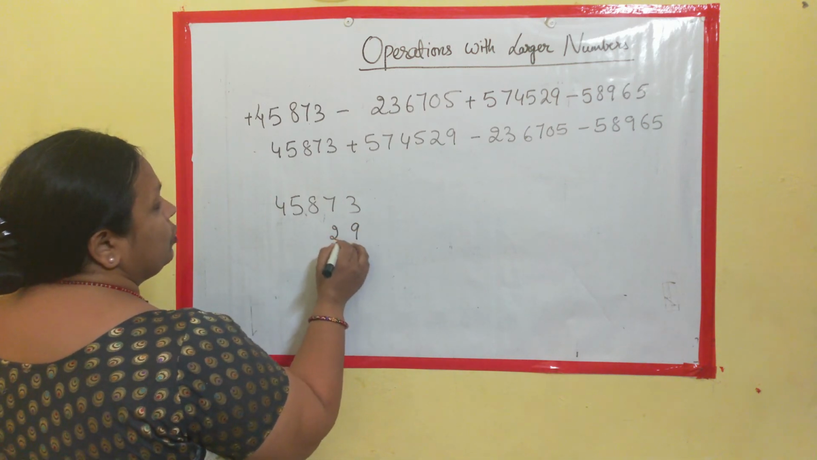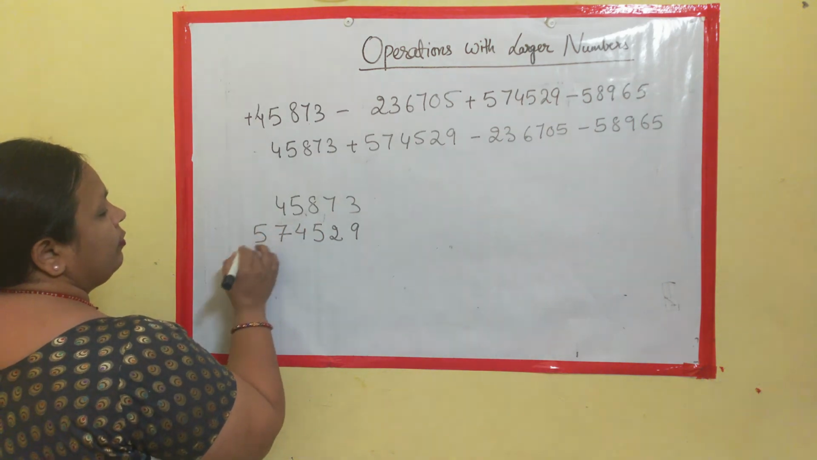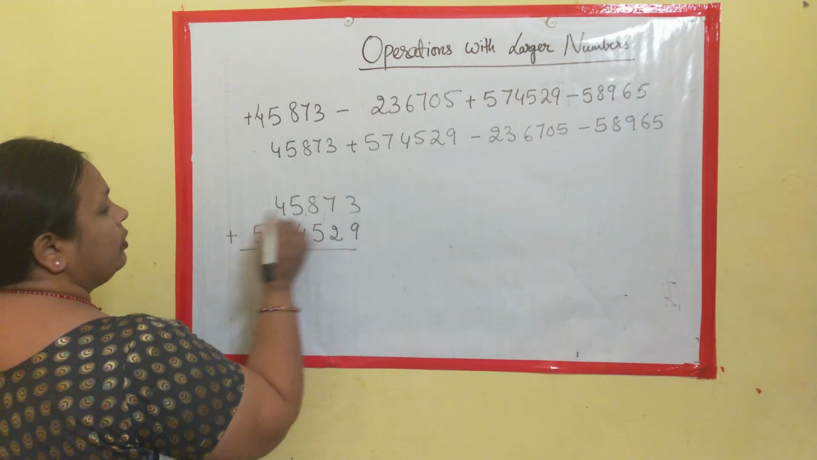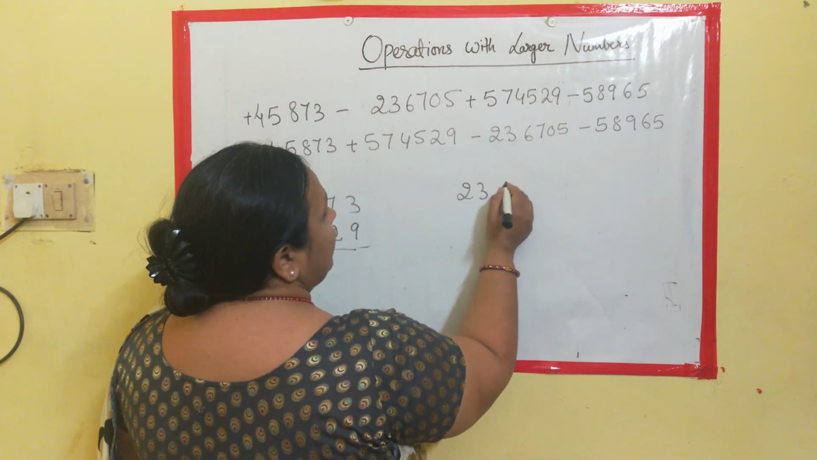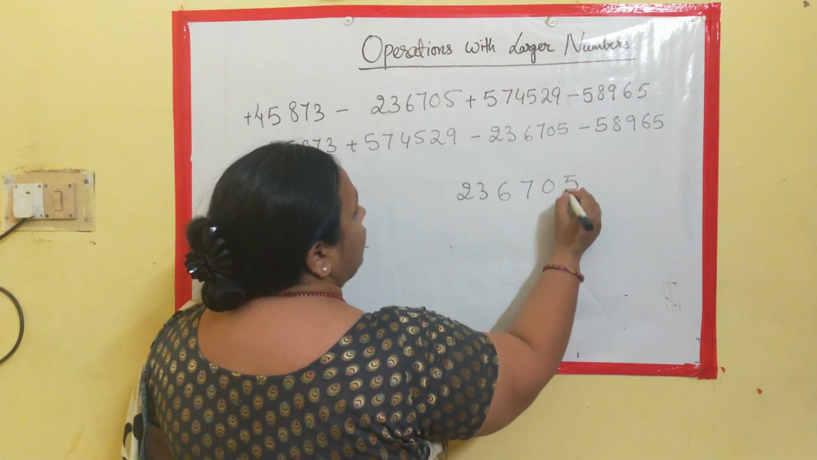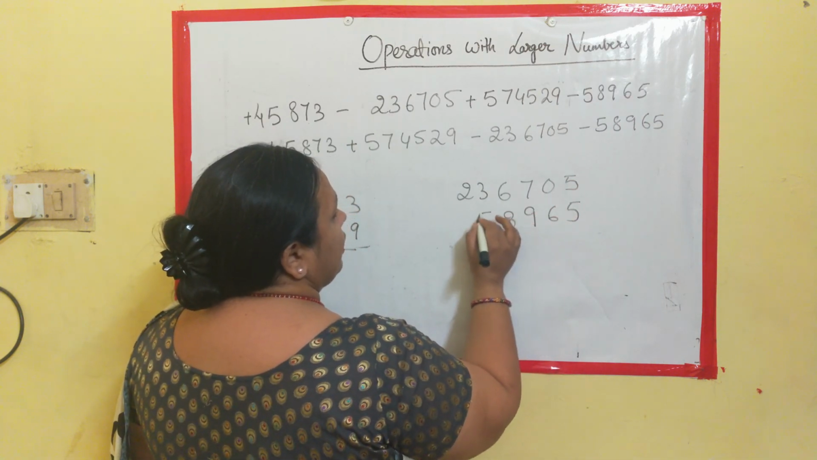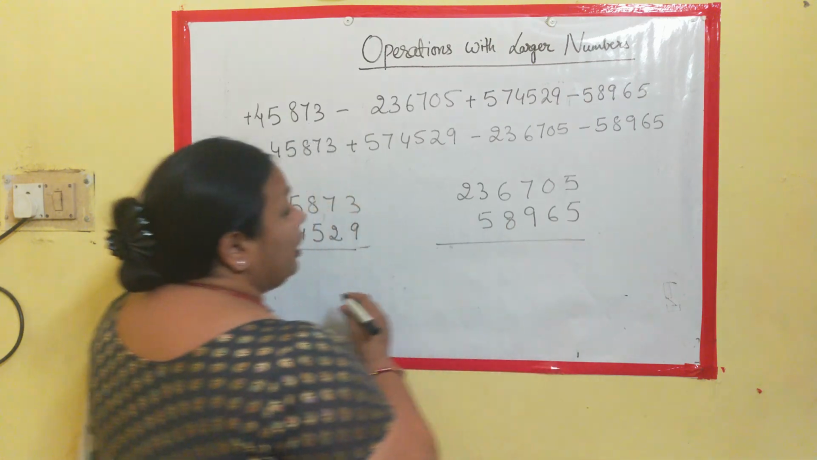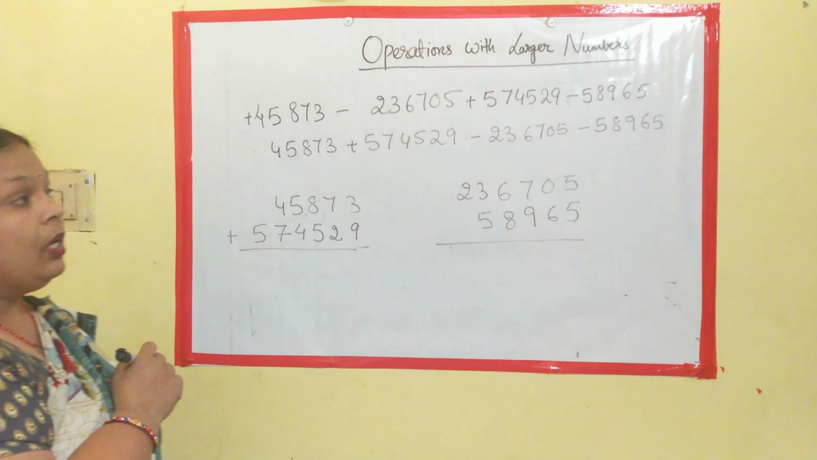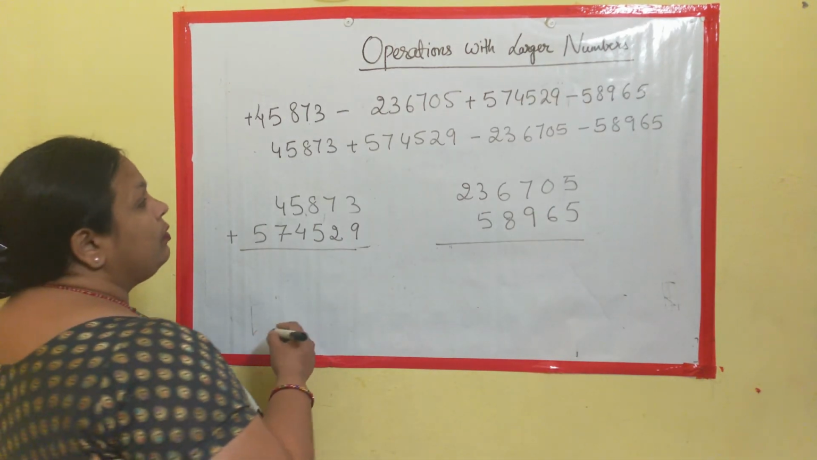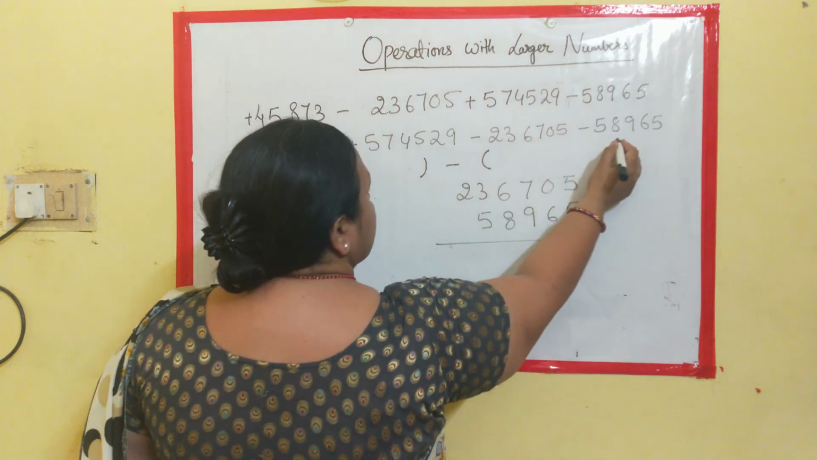9, 2, 5, 4, 7 and 5. Just put the number below the number. Clear? Now the other part is 2, 3, 6, 7, 0, 5, 5, 6, 9, 8 and 5. For numbers having the same sign, we will add the numbers and then the answer will be subtracted. So for this solution minus this solution.